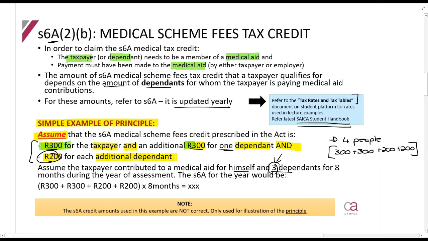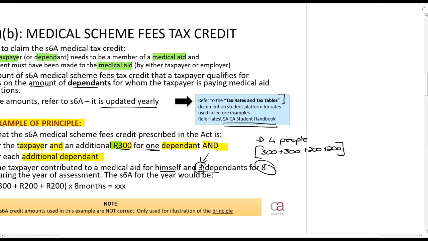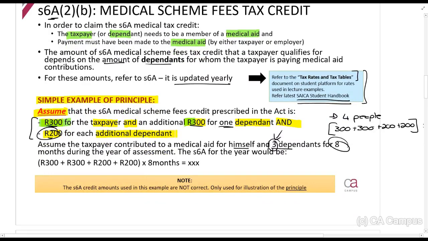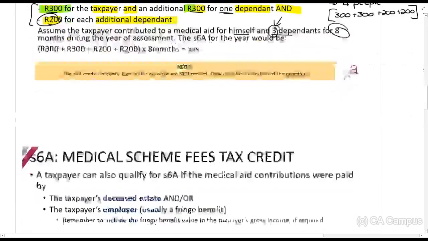Now, in this case, I say assume that the taxpayer paid for 8 months. So you'll have to see in the question, you'll then multiply that by 8. That will give you your section 6A. So guys, please just make sure, what I'm trying to say here is to make sure and go and look at your Cycle Student Handbook for the correct rates. But this is the principle. Principle is important. Don't have to memorize the rates.